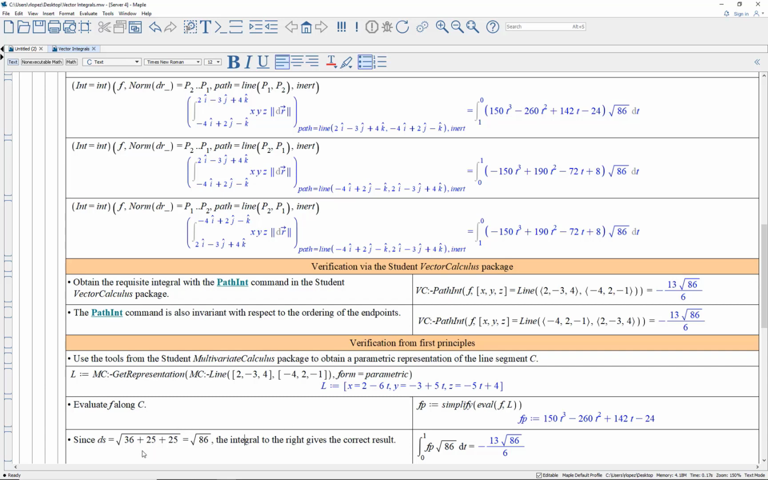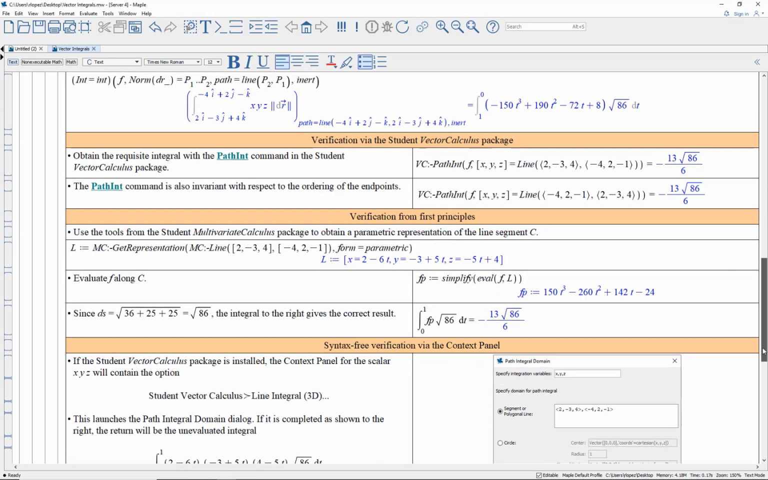Then you've got to compute ds. So you differentiate this with respect to t. You get a -6, you square it, you get a 36. Here you get a 5, you square it, you get a 25. And here you get a -5, you square it, you get a 25. It's 86, root 86. You put that here. Do the integral 0 to 1, and you get the same number that we got here.